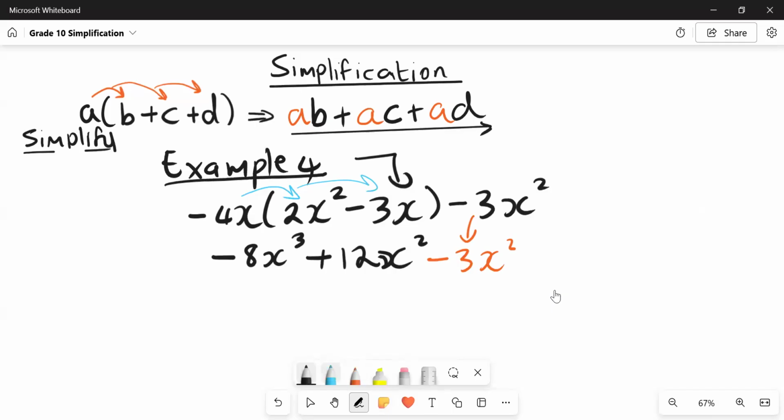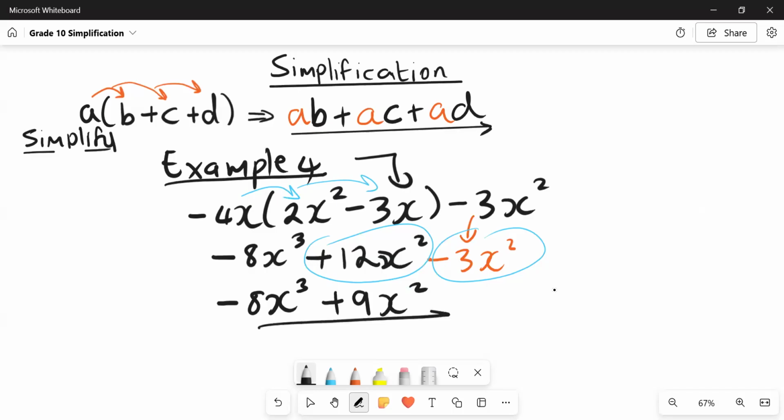Now, at this point, we have to collect the like terms. You add or subtract your like terms. So these are the like terms, right? We first drop down 8x cubed because it doesn't have any like term. And then we say 12x squared minus 3x squared, which will give us 9x squared. So guys, we're done with the distribution law.